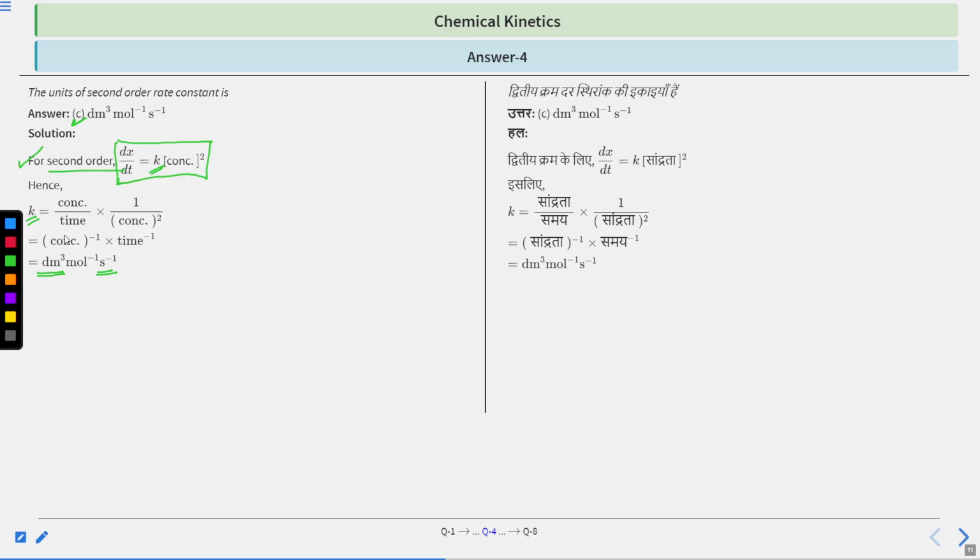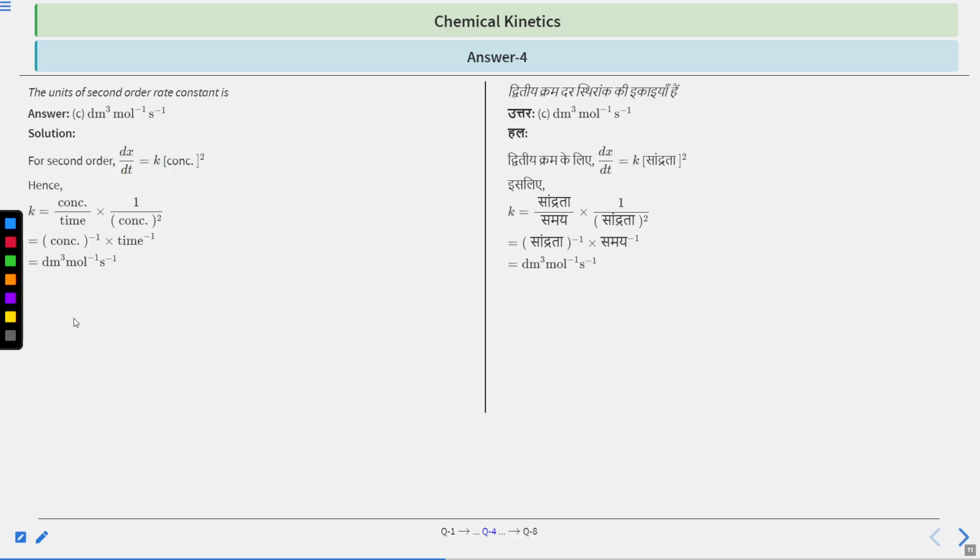But the concentration is already in power minus 1. So the minus will become plus, plus will become minus. So mole power plus 1 will become mole power minus 1. Decimeter power minus 3 will become decimeter power plus 3. And time is second. So it will be second in moles. So the final rate constant unit is coming out as decimeter cubic per mole per second. And the C option is the correct answer.